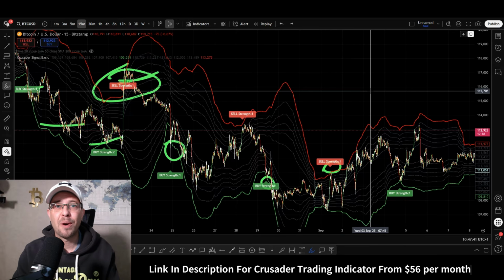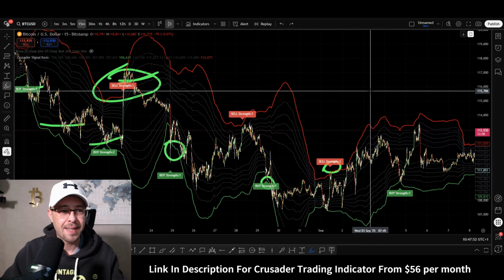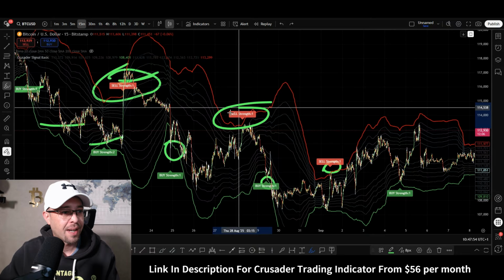So I'm not going to keep going and showing you how simple this indicator is, but using it dynamically can give you an edge in the market, because it does one thing. It takes out the noise of the charts. It brings in simplicity, tells you what to do.